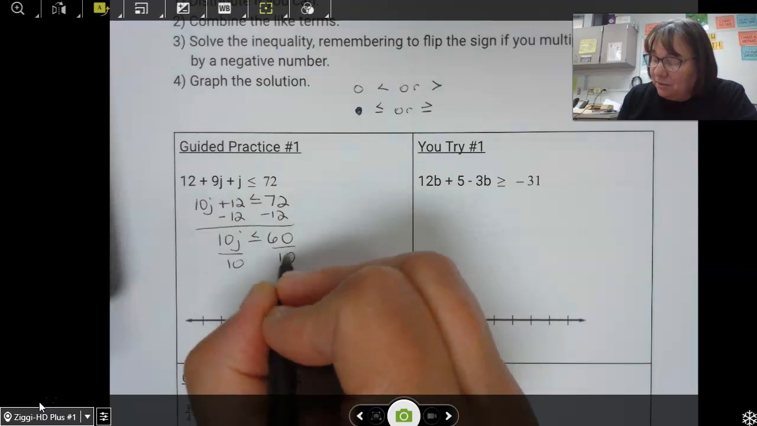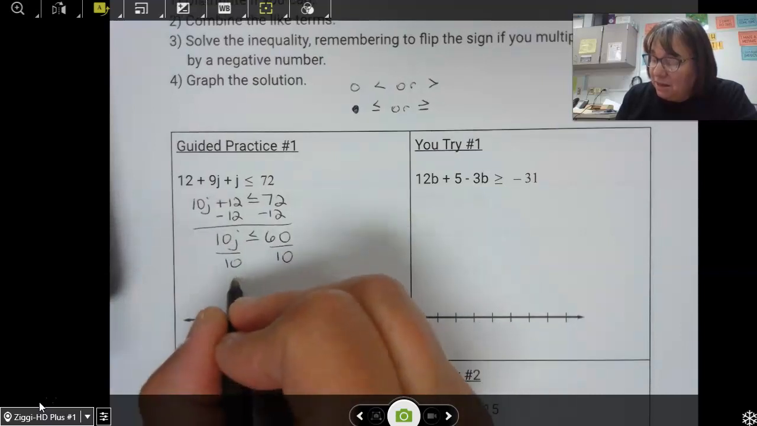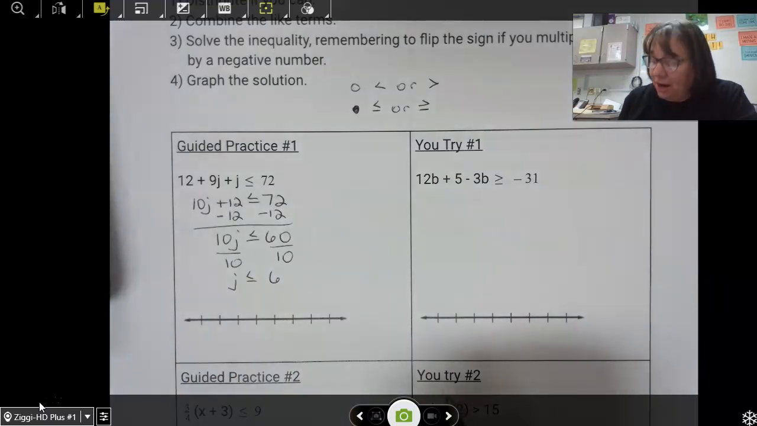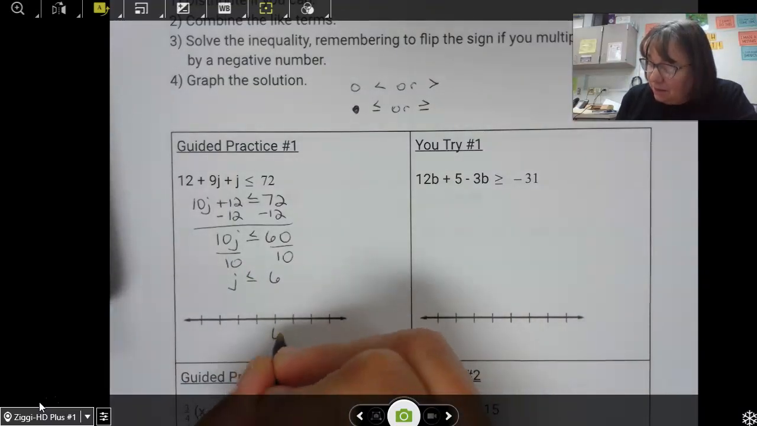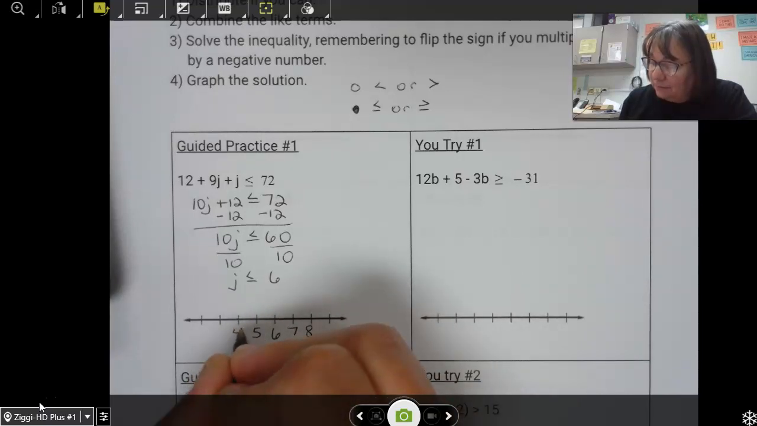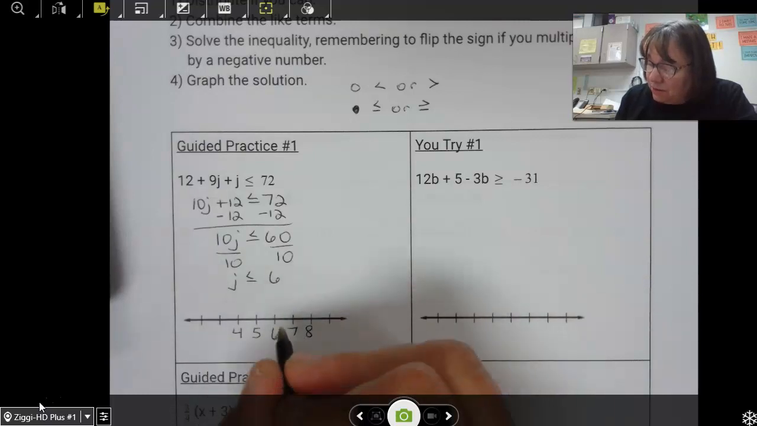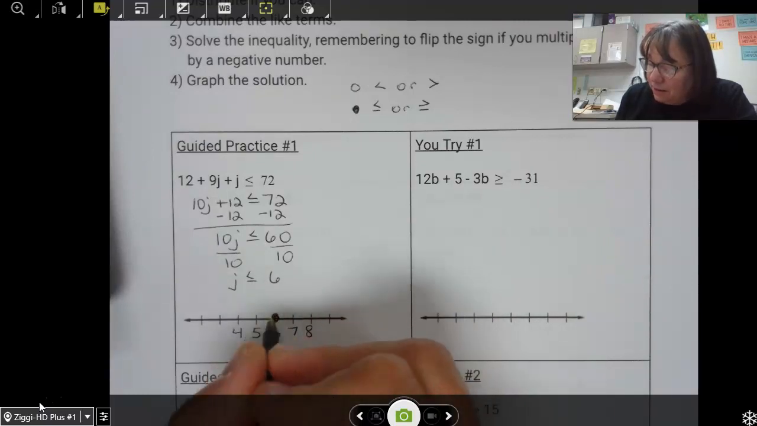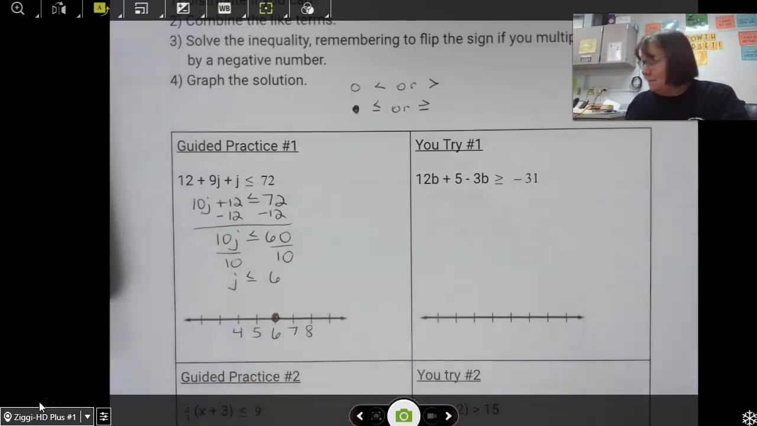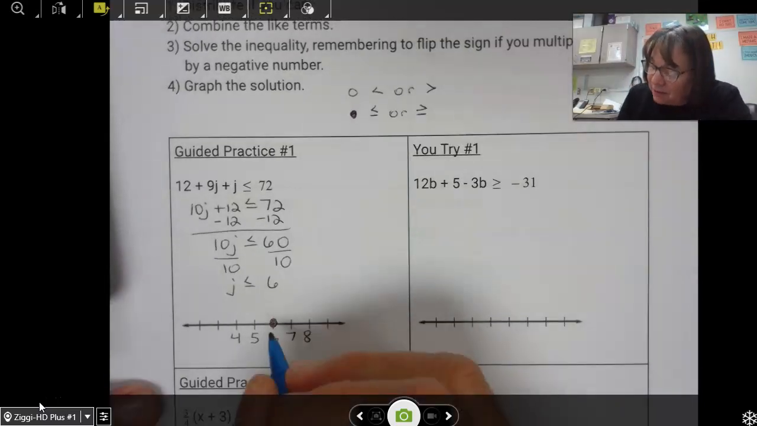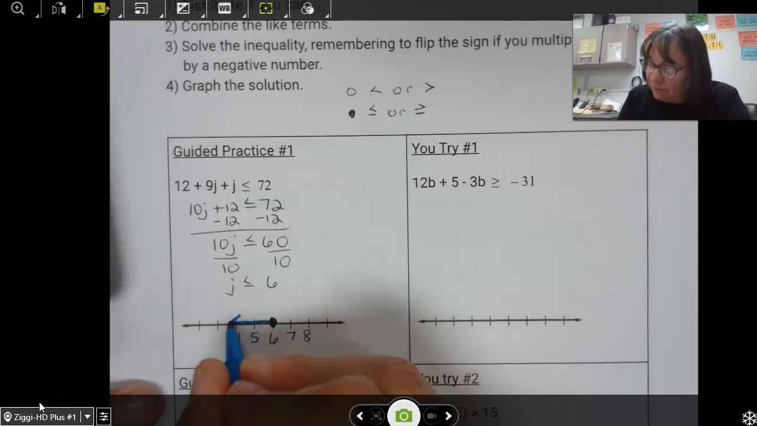Do the opposite of multiplication and divide by 10. J is less than or equal to 6. So when I go down to graph, I want to put 6 in the middle and put two numbers to either side of it. Less than or equal to, so it's going to be a solid circle. And it's going to go to the left, because the numbers that are less go to the left.